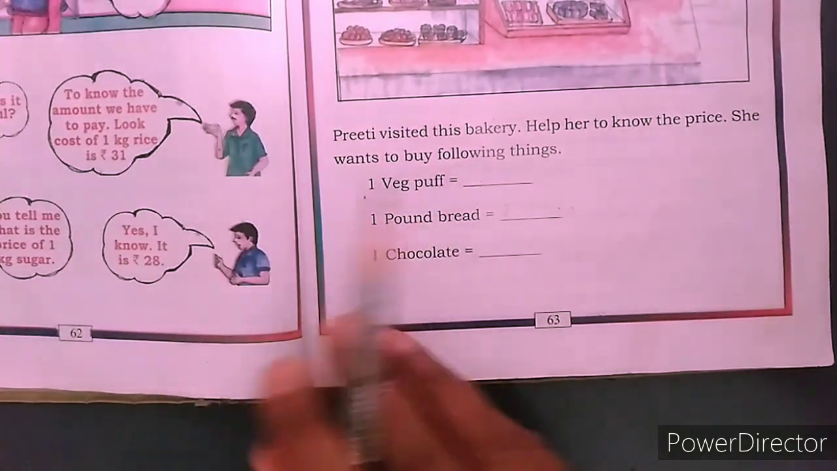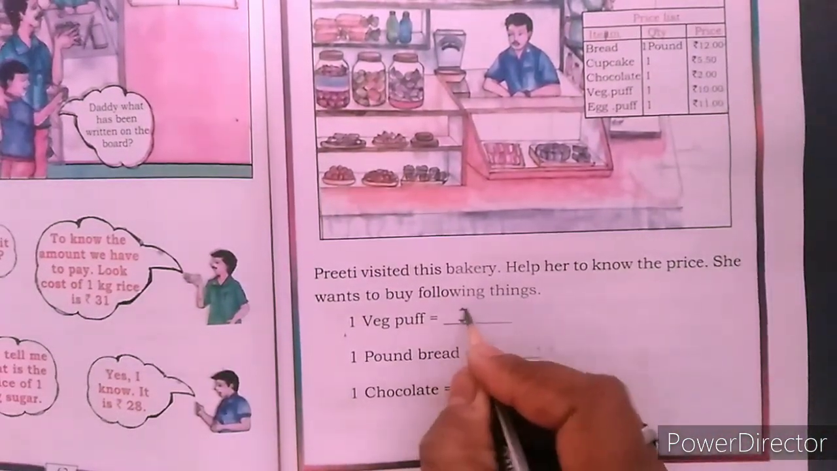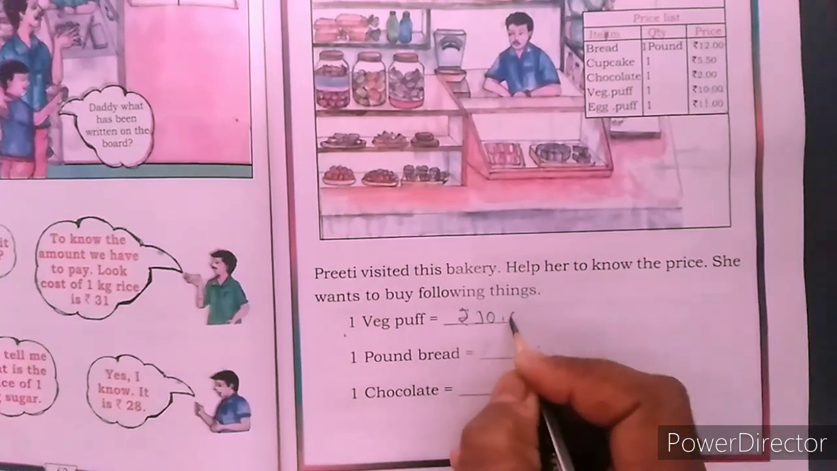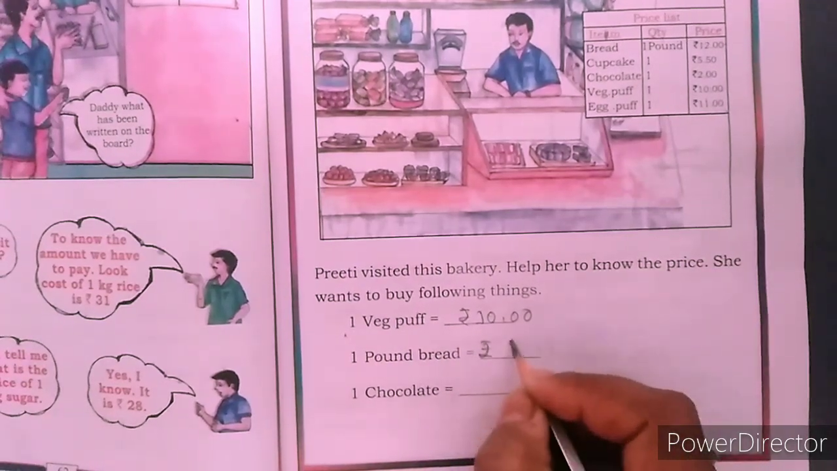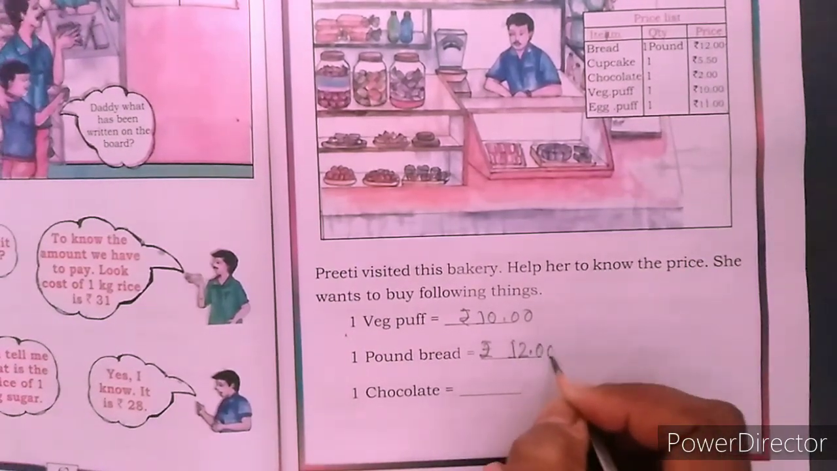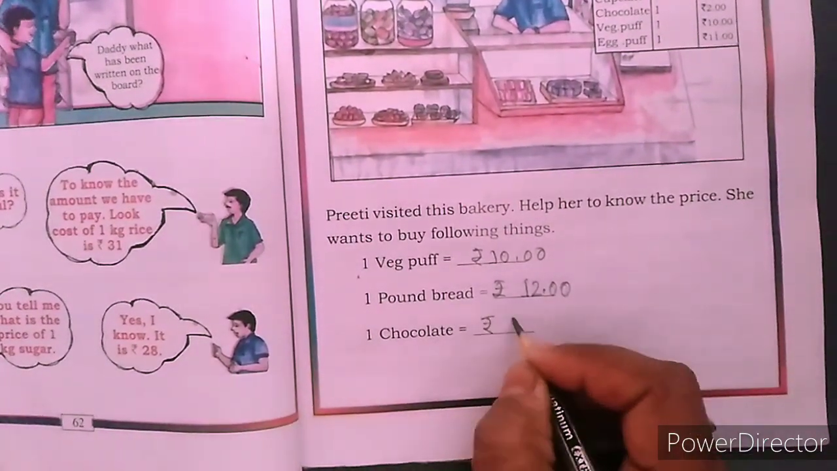Now you have to help Preeti to find out the things and their rate. 1 veg puff. What is the cost of veg puff here? 10 rupees. So write 10 rupees. 1 pound bread, it is 12 rupees. So write 12 rupees. 1 chocolate, it is 2 rupees.